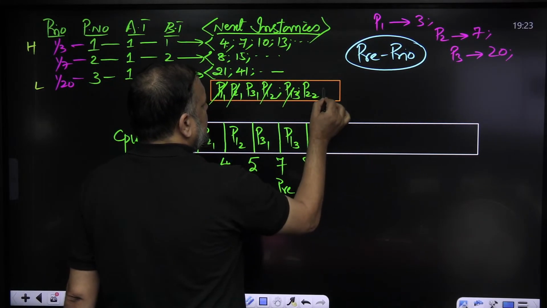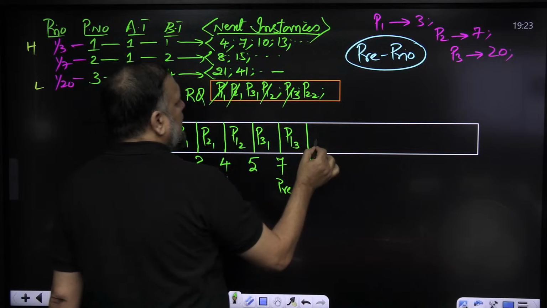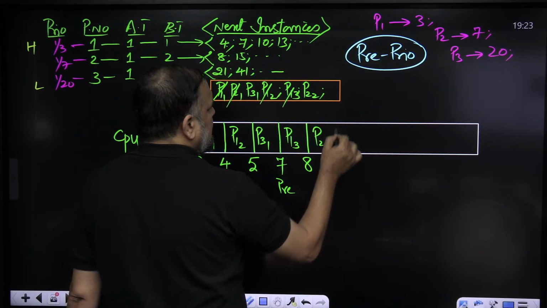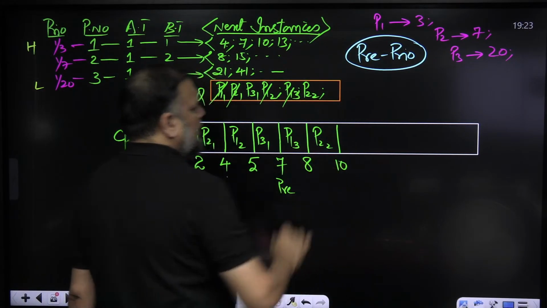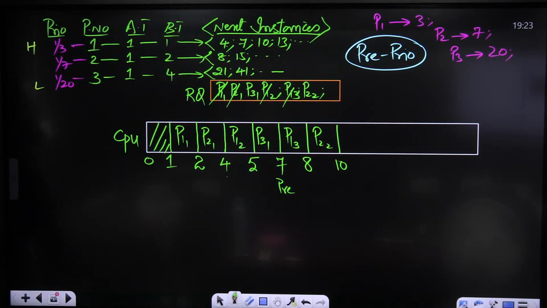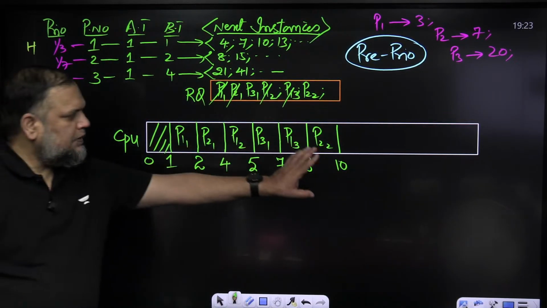P2 second instance has come. So that is having higher priority than P3. So P2 will run second instance. For how many time units? For 2 units. It will complete by 10. So P2 is going to complete at time 10.